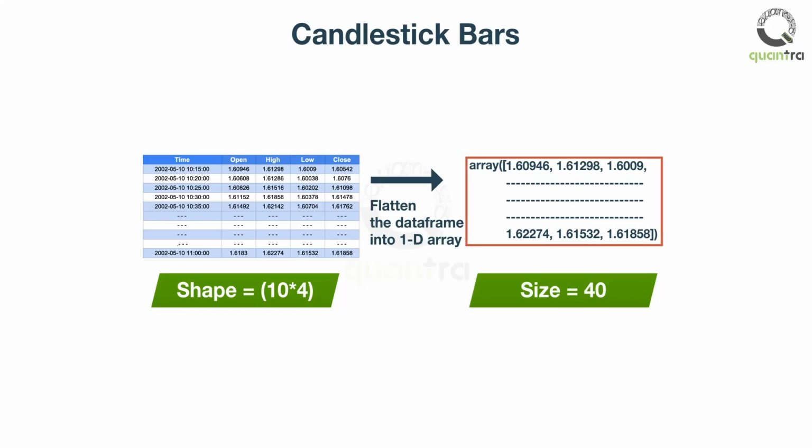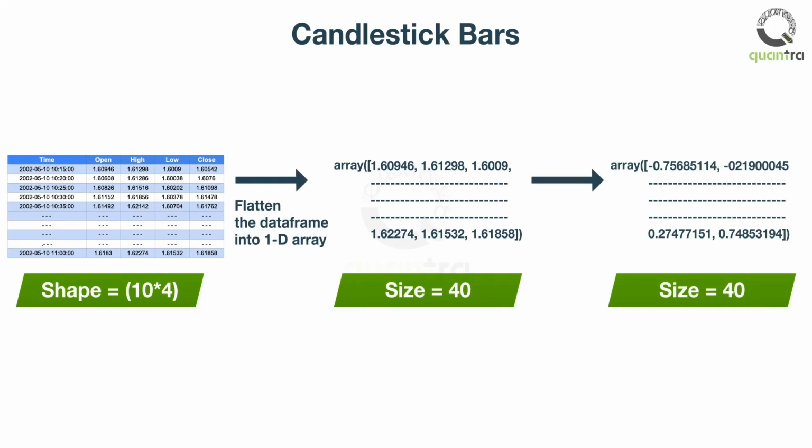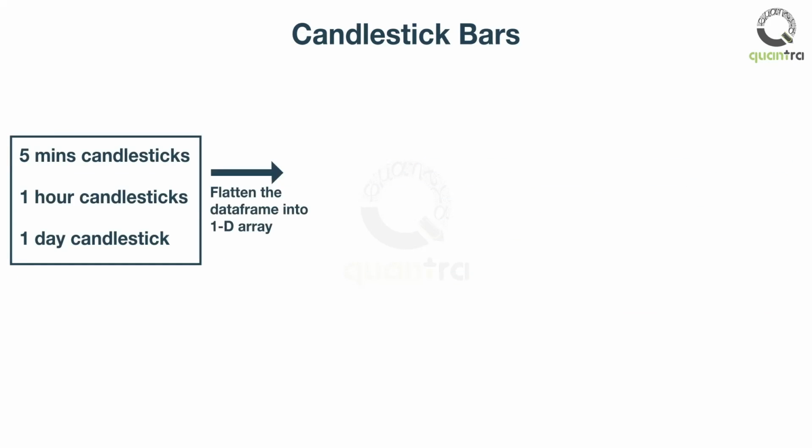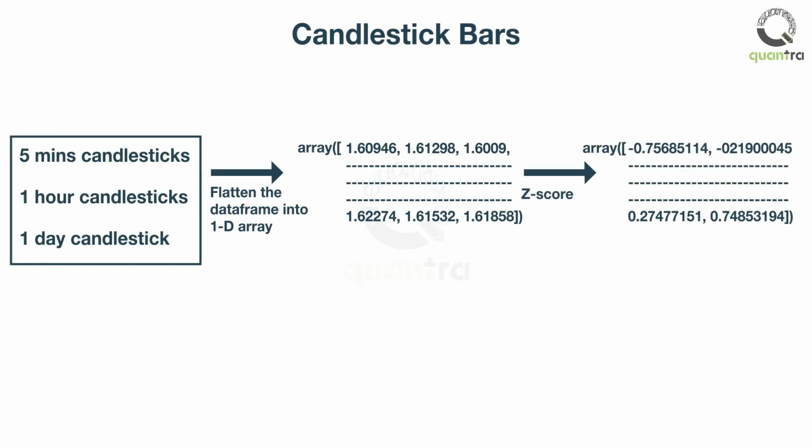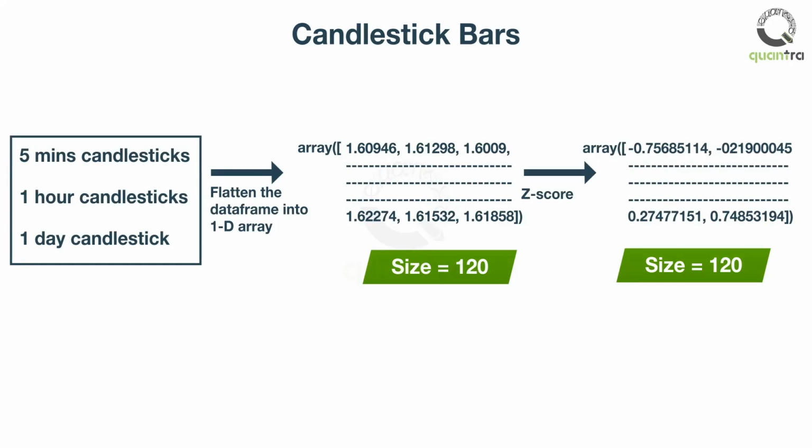Can we pass this data as it is to the neural network? Remember, we discussed in previous videos that input data needs to be stationary. We make the price data stationary by taking the z-score of it. The same process is repeated for the candles with 1 hour and 1 day granularity. This takes the size of the input vector to 120, 40 input values for each granularity.